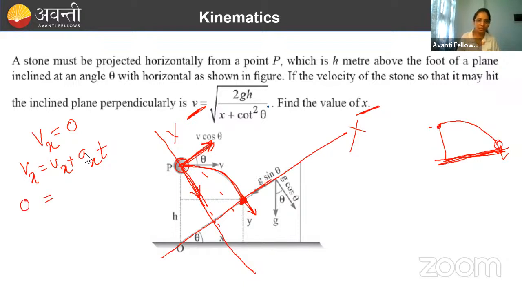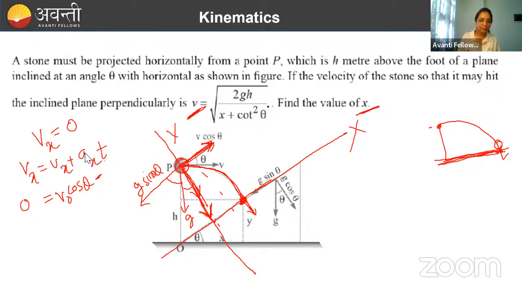What is ux? The initial velocity along the x direction is V0 cos theta. Done. And what is the acceleration along the x direction? This particular ball will have acceleration due to gravity g in this direction. Its component along this direction: this angle will be 90 minus theta, and this is theta. So this will be equal to g sine theta, and this will be equal to g cos theta. Done. So along the x direction, acceleration is g sine theta directed in the negative direction.